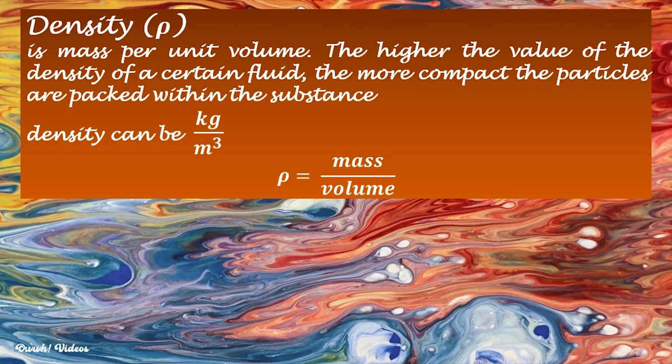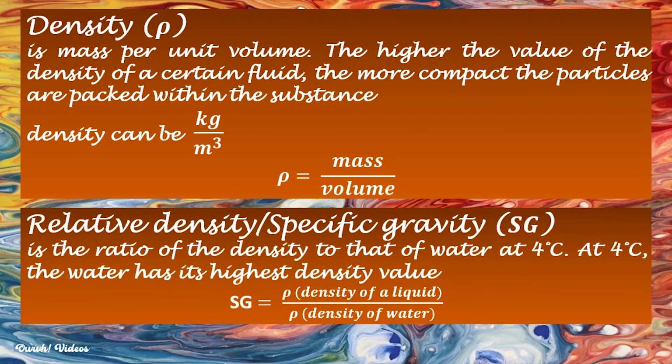Density is mass per unit volume. The higher the value of the density of a certain fluid, the more compact the particles are packed within the substance. Density can be in kilograms per cubic meter. Density equals mass over volume. Relative density or specific gravity is the ratio of the density to that of water at 4 degrees C. At 4 degrees C, water has its highest density value. SG is the density of a liquid over the density of water.